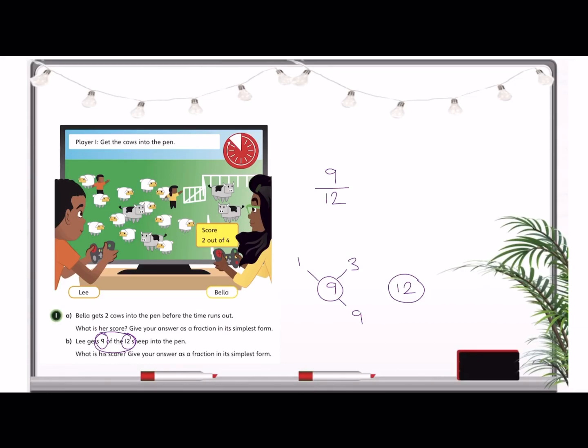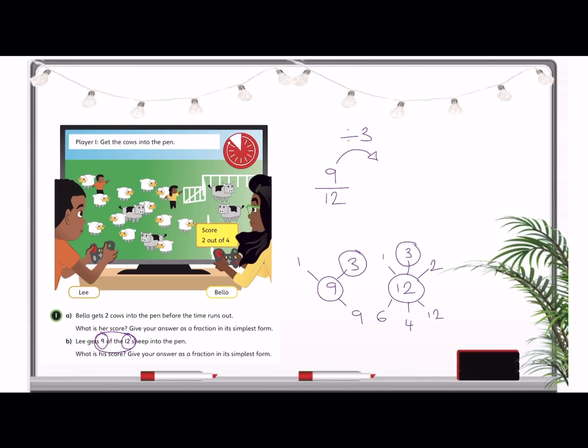So we now go on to 12, and we've got 1 and 12, 2 and 6, 3 and 4. 5 doesn't go in, 6 as we've already got there, so we're halfway now. So let's have a look if we've got any common factors, and I can see straight away that 3 is my highest common factor. So remembering what we did in part A, we're now going to divide the numerator by 3 because that's the highest common factor.